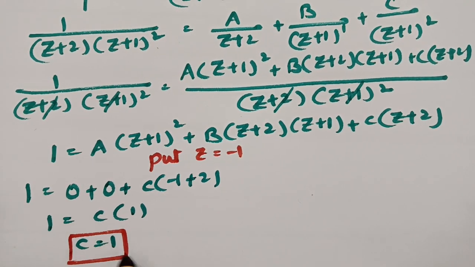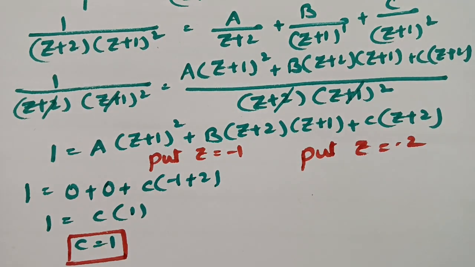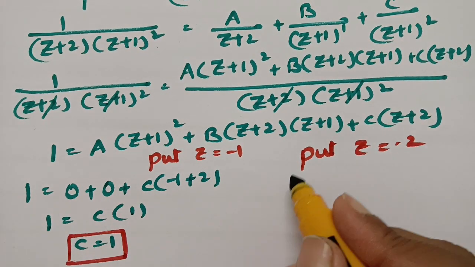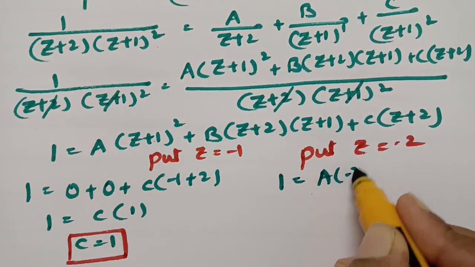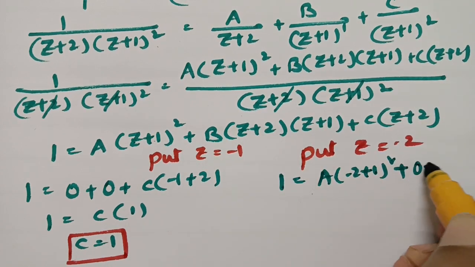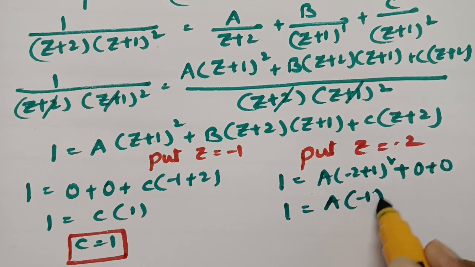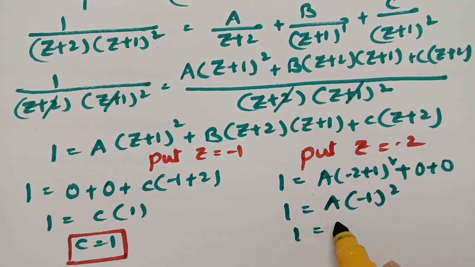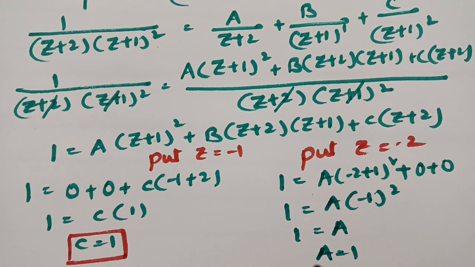So the next substitution here is to put z is equal to minus 2. If I put z is equal to minus 2, this will be 1 is equal to a times (minus 2 plus 1) whole square, and minus 2 plus 2, this value is 0 and this value is 0. So 1 is equal to a times (minus 1) square, a is equal to 1. So we got the value of a as plus 1.